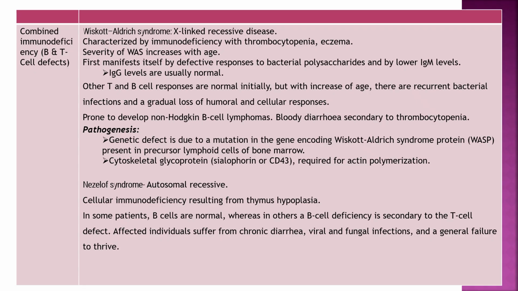Other T and B cell responses are normal initially, but with increasing age, there are recurrent bacterial infections and gradual loss of humoral and cellular response. Prone to develop non-Hodgkin B cell lymphoma, bloody diarrhea due to thrombocytopenia. Pathogenesis: the genetic defect is due to mutation in the gene encoding Wiskott-Aldrich syndrome protein present in precursor lymphoid cells of bone marrow. Cytoskeletal glycoprotein CD43 required for actin polymerization.